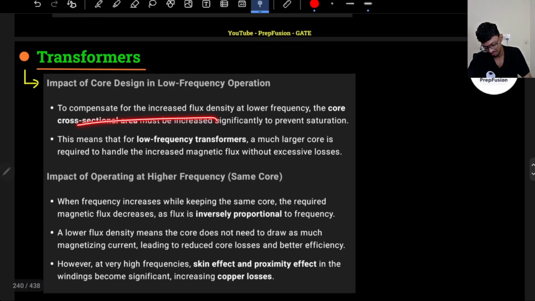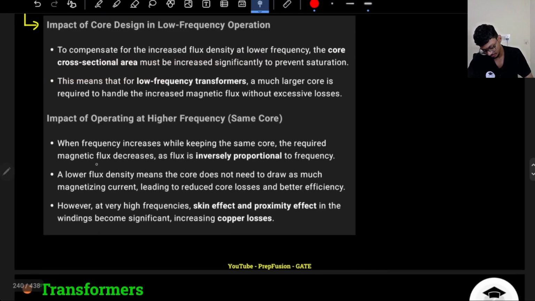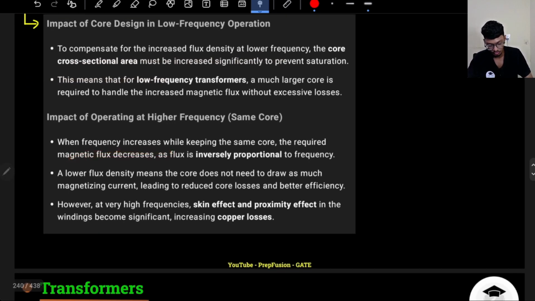To compensate for the increased flux density at lower frequency, we can reduce the cross sectional core area, as discussed. Okay. So when frequency increases while keeping the same core, the required magnetic flux reduces, as flux is inversely proportional to frequency. The lower flux density means the core does not need to draw as much magnetizing current as previously.